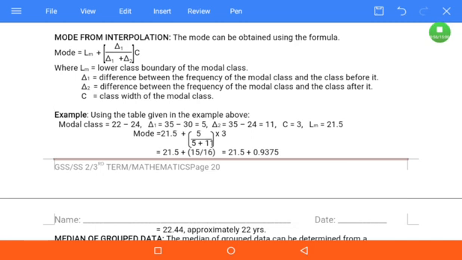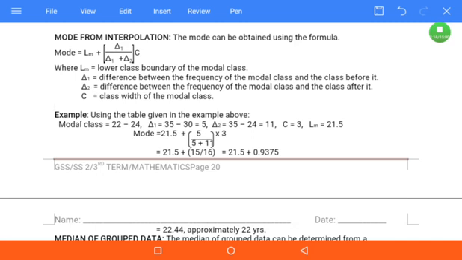Delta 1 is the difference between the frequency of the modal class and the class before it. Don't worry, when we take an example, you will see that. Delta 2 is the difference between the frequency of the modal class and the class after it. While C is known as the class width, or what we call the class size of the modal class. So the first thing you need to do is to identify the modal class. It's very important to get the rest of the variables.